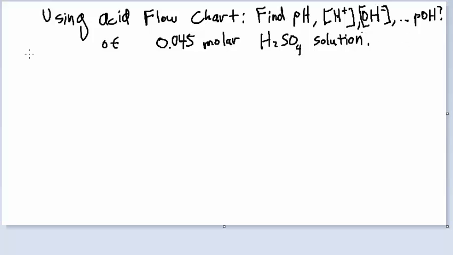And getting started might be the hardest part here, because what we can do is make an assumption, knowing that sulfuric acid is a strong acid. We can assume that 100% of the hydrogens break off. So we can assume that whatever concentration our strong acid is, that is the concentration of our hydronium ion.